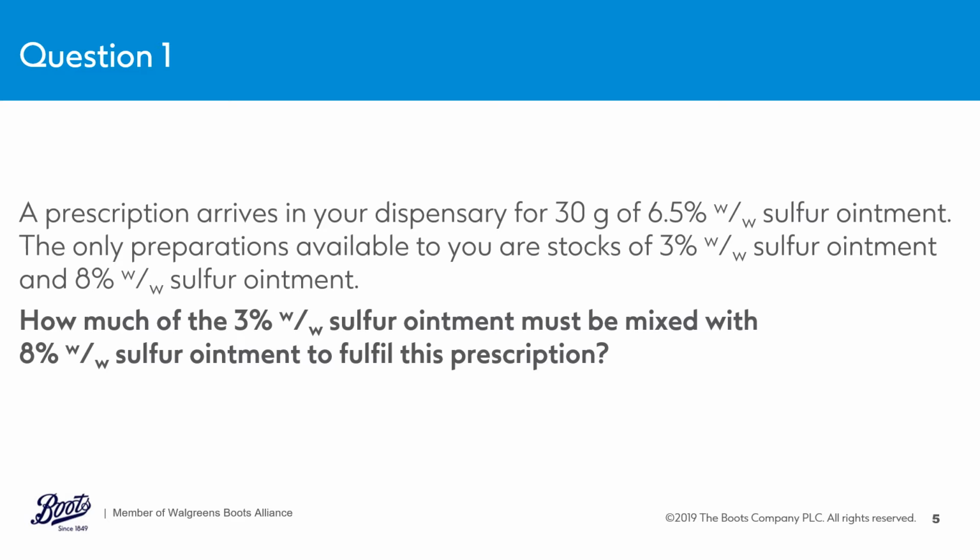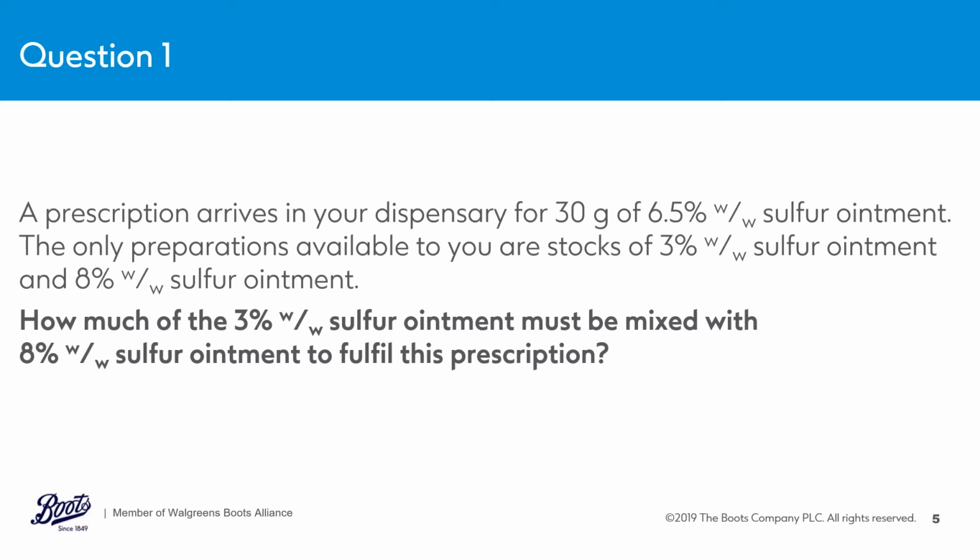A prescription arrives in your dispensary for 30 grams of 6.5% weight per weight sulfur ointment. The only preparations available to you are stocks of 3% weight per weight sulfur ointment and 8% weight per weight sulfur ointment. How much of the 3% weight per weight sulfur ointment must be mixed with the 8% weight per weight sulfur ointment to fulfill this prescription?